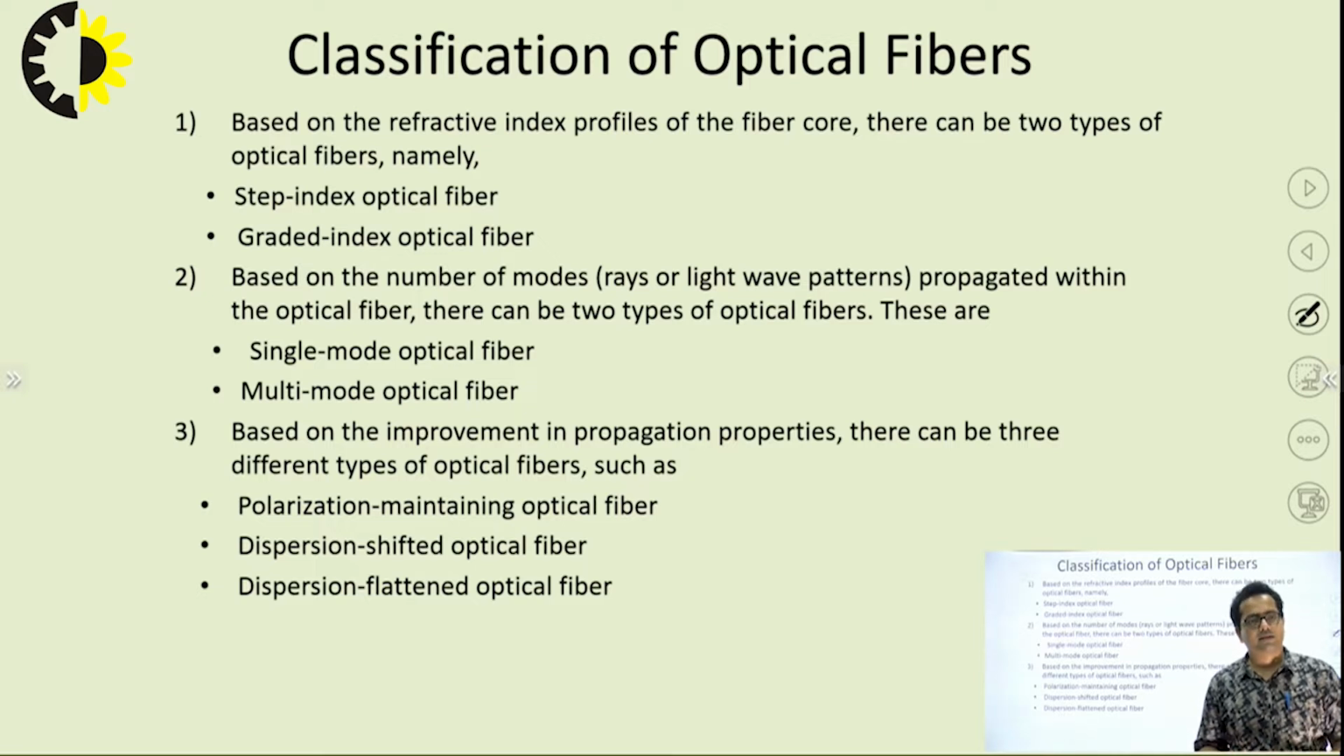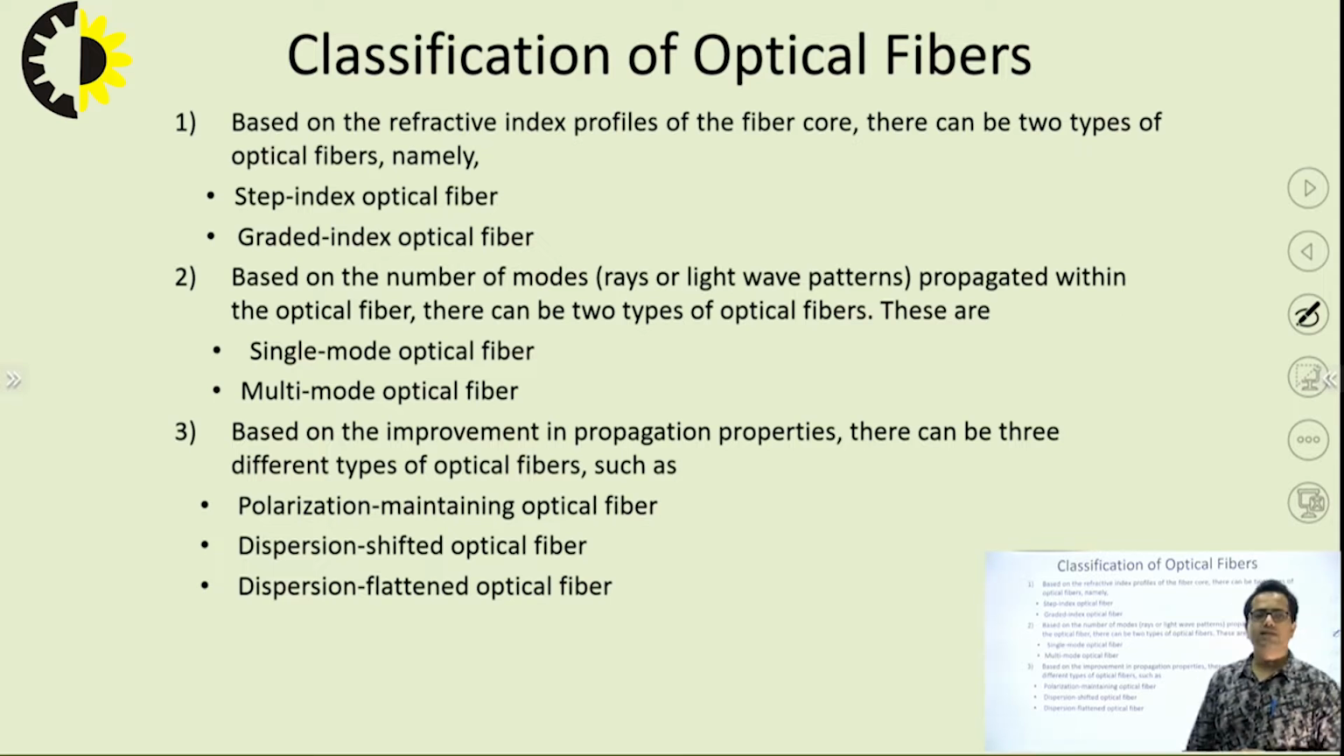Similarly, in graded index fiber, the variation in the refractive index is not going to be sudden. There will be a gradual decrease in the refractive index as one moves from the center axis of the optical fiber. That's why it is a graded index optical fiber.